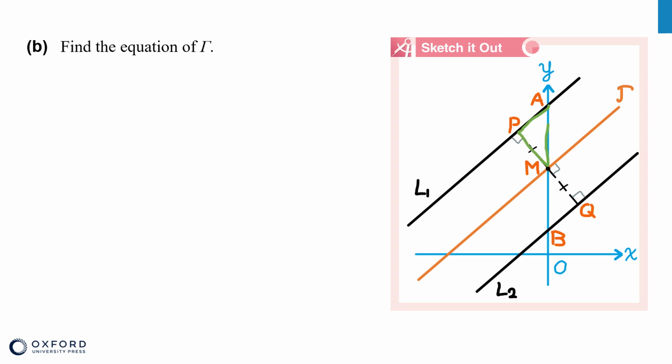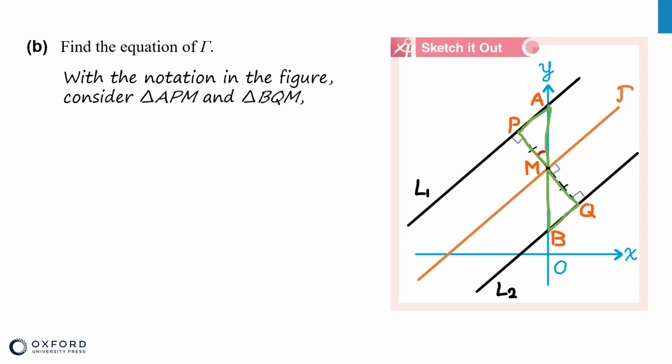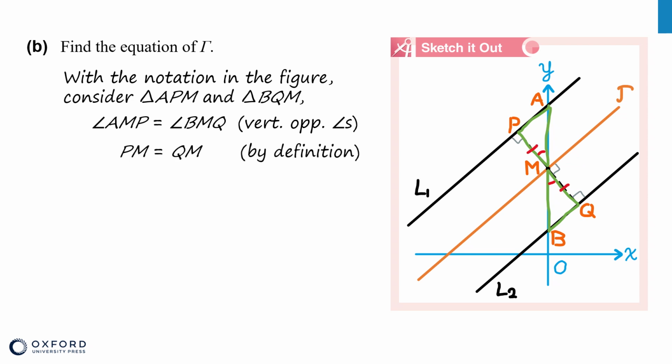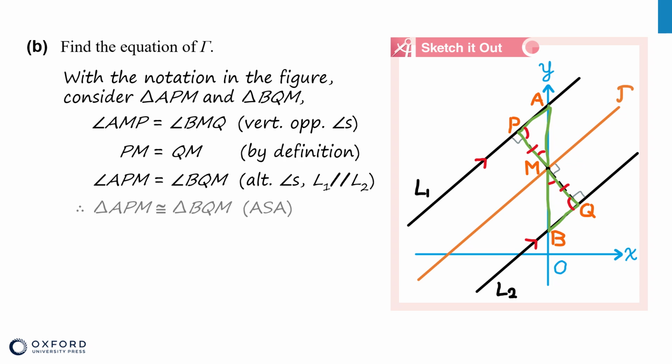Consider triangle APM and triangle BQM. Angle AMP and angle BMQ are equal as they are vertically opposite angles. PM is equal to QM as defined by the question. And angle APM and BQM are equal as they are alternate angles of parallel lines L1 and L2. Therefore, triangle APM and triangle BQM are congruent triangles with the reason angle-side angle.